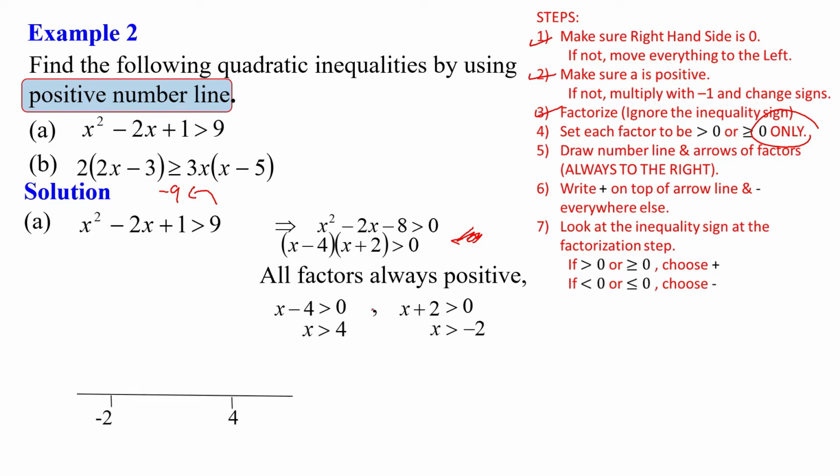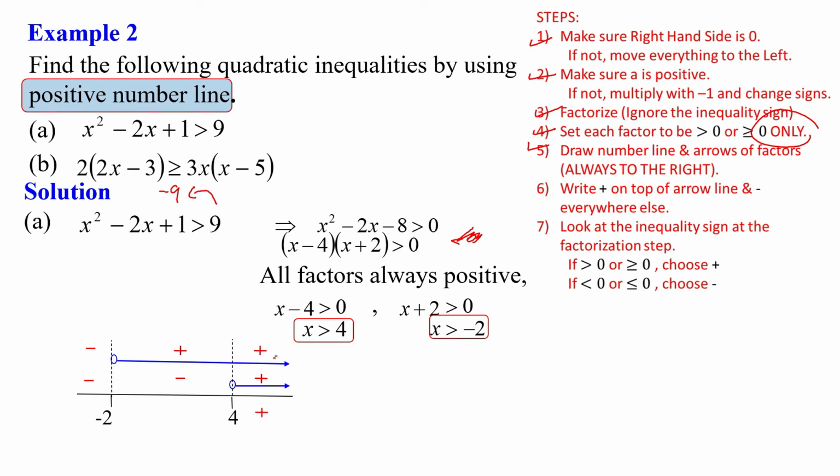After you have these two factors, draw your number line. Draw the arrows of these factors. X greater than 4, the arrow will go to the right. X greater than negative 2, the arrow will go to the right as well. Notice that the arrows will always go to the right because we have said that all factors are positive. Fourth and fifth step is satisfied, and then step number 6, write plus or positive on top of the arrow lines and negative everywhere else. So just write positive on the arrows and then negative everywhere else.